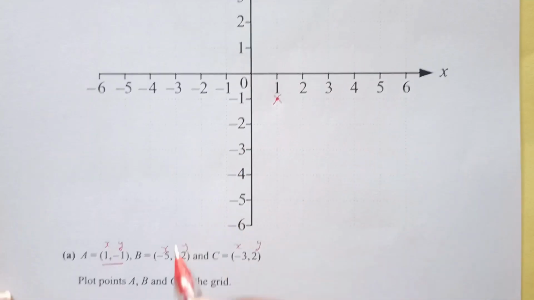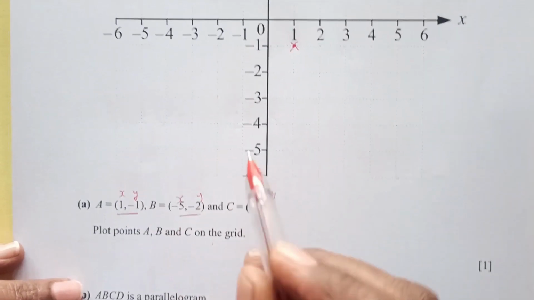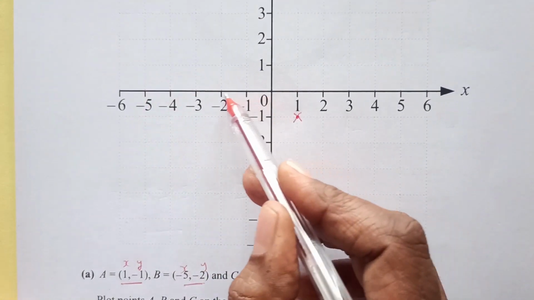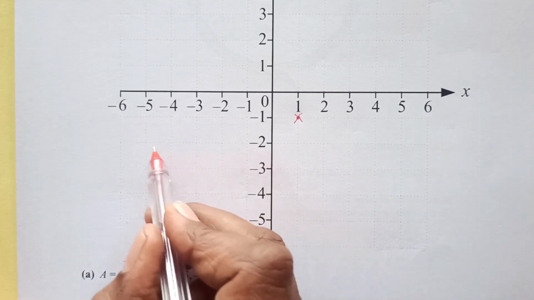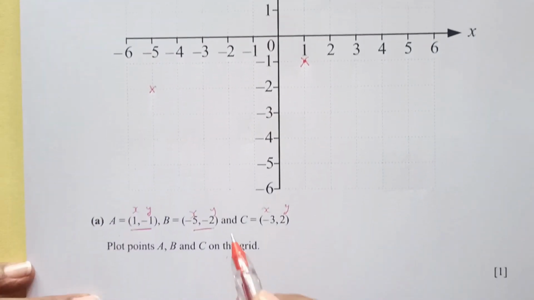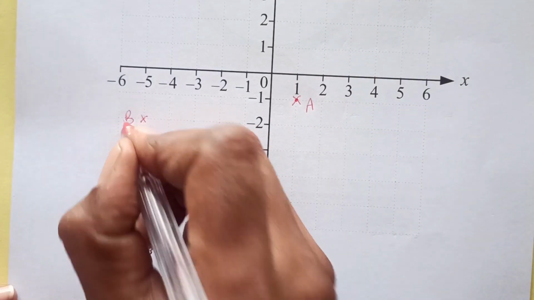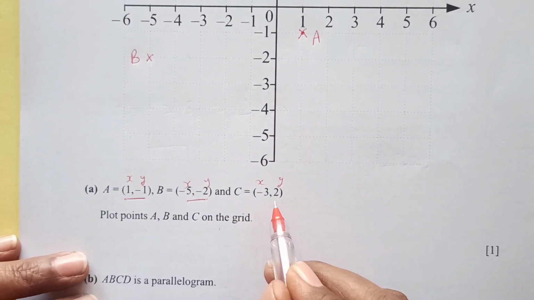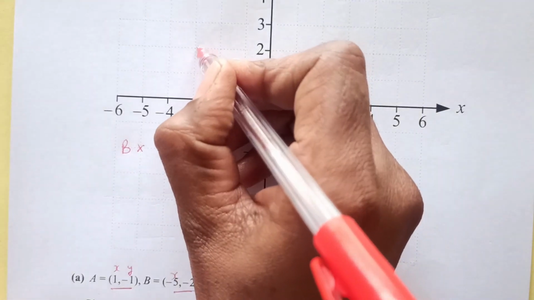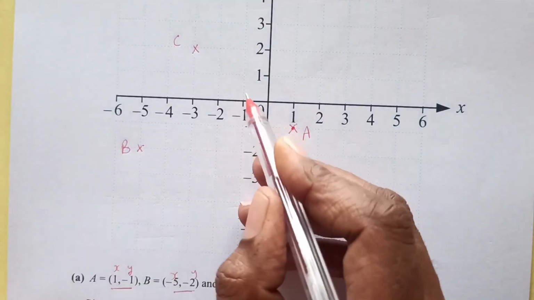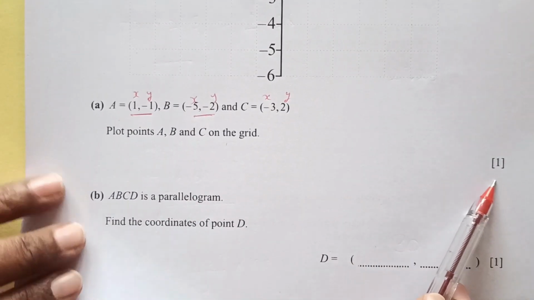We can put a cross here. And the second is x -5. x -5 is here. This is the negative x-axis. And y -2. y -2 is here. So this is the point. We're done with this. This is A, and this one is B, and C is -3 and 2. -3 and 2. So this is C. Now we are done with the first part, right?